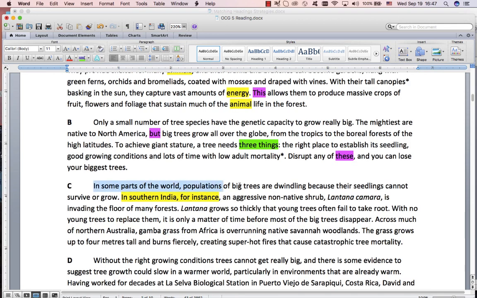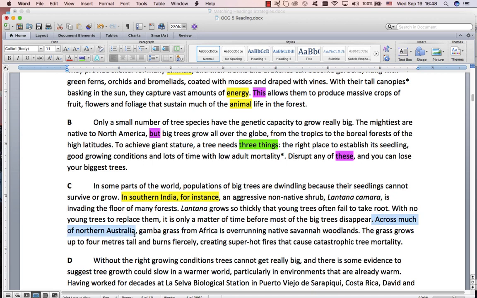So read it again. The trees are dwindling because their seedlings cannot survive or grow. So the baby trees cannot survive or grow. Here's an example of a shrub. You don't know what a shrub is? Let's try and figure out what a shrub is. It's invading the floor of the forests. This shrub grows so thickly that the young trees often fail to take root. So a shrub is some kind of plant. With no young trees to replace them, the big trees disappear.